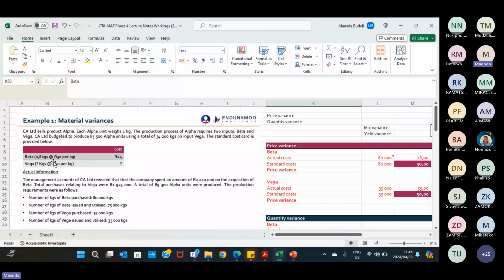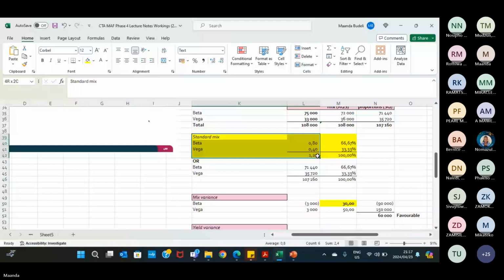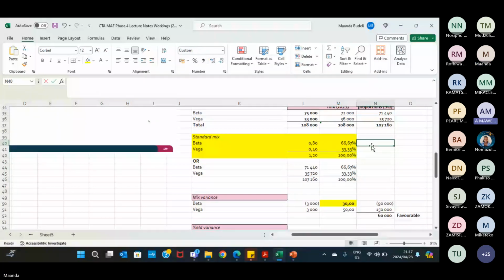So that's the mix of the two products. I'm mixing the two products. That's what I know, right? Standard wise, I don't expect someone to come and start changing my mix now, unless it's going to be favorable to me, right? Because we know that standard wise, these are our mix. We mix beta 0.8, we mix vega 0.4 to get 1 unit. So it means that standard wise, this is my standard mix. The 0.4 and 4, and then I get 6.6 and then 33%. This is my standard mix for 1 unit of alpha. We're still together? Yes. Sure.